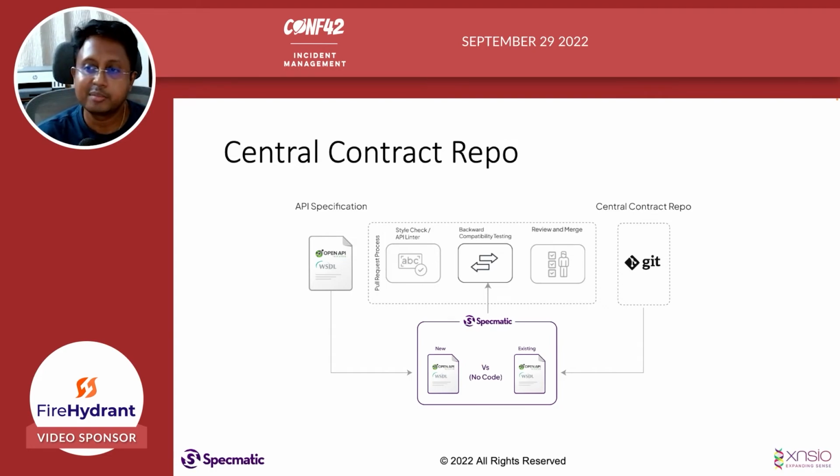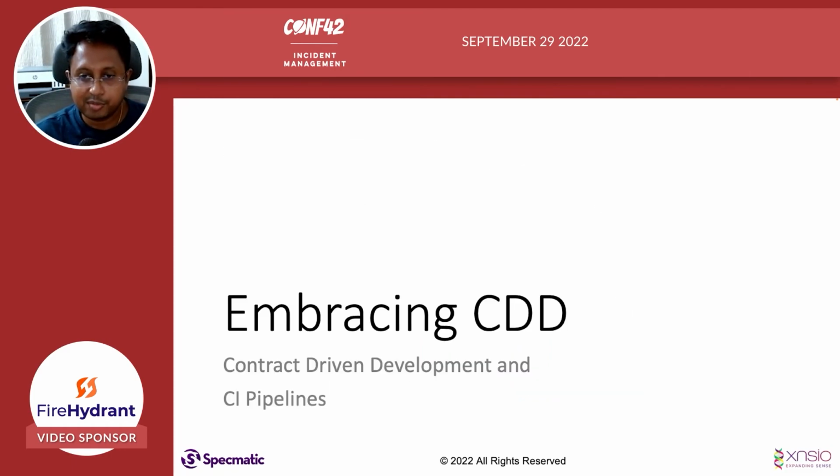Or if you realize that it's a backward incompatible change, then you may have to think about a versioning strategy for your API itself. Now with this, pretty much we have covered four topics: contract as test, contract as stub, contract versus contract backward compatibility testing, and then the central contract repo. How do all these pieces come together eventually in the CI pipeline to solve our initial problem, which is to shift left the identification of compatibility issues?